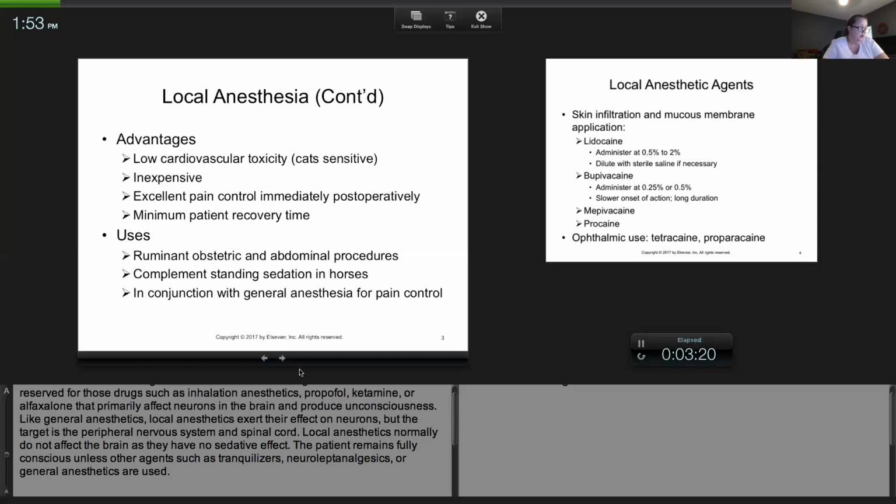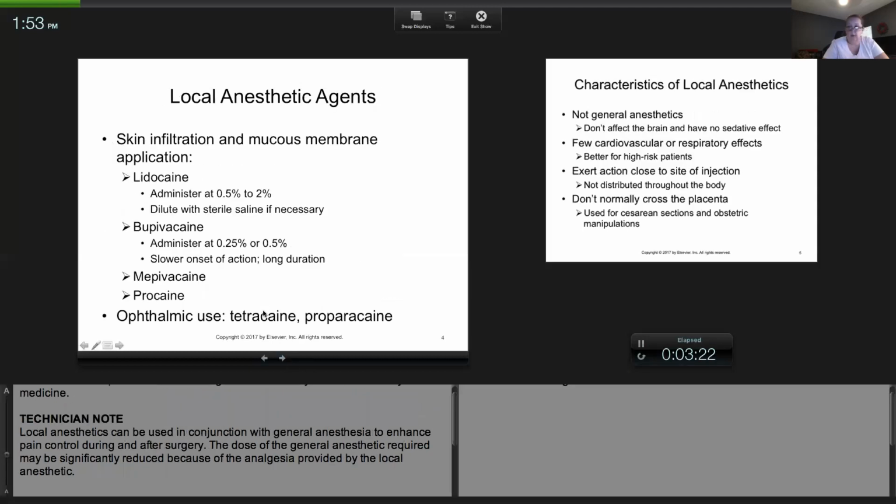So the drugs that typically are available, you can put them under the skin. That's what infiltration means, to inject and infiltrate. We can also put them on mucous membranes. If you've ever been to the dentist and they put that little Q-tip of the gel in your gums and wait, and then they come back and give you the injection, that would be a mucous membrane or topical application. But then they come back and infiltrate or inject it. So sometimes they're used together.